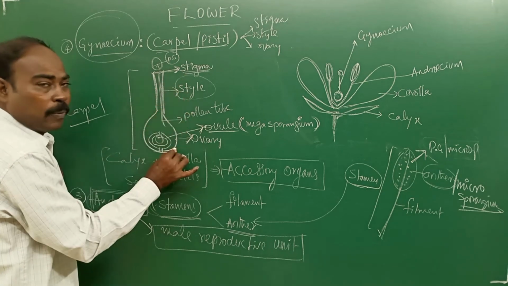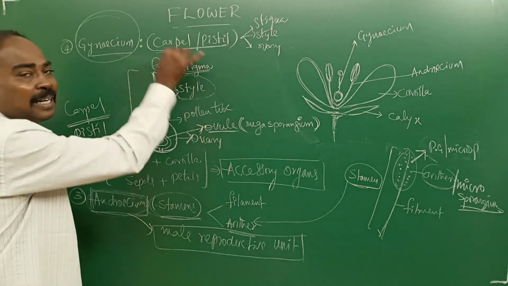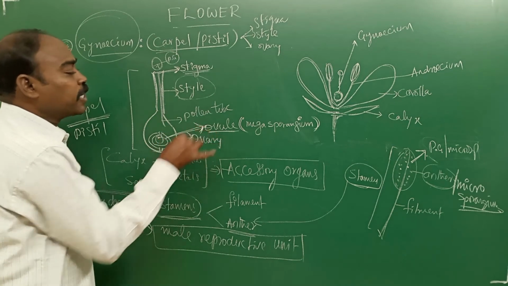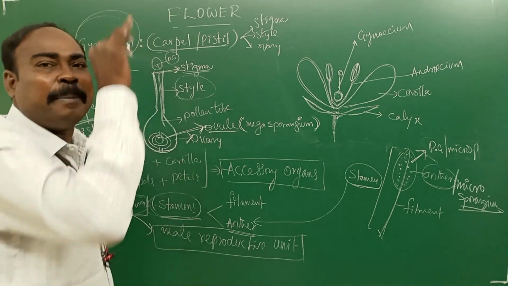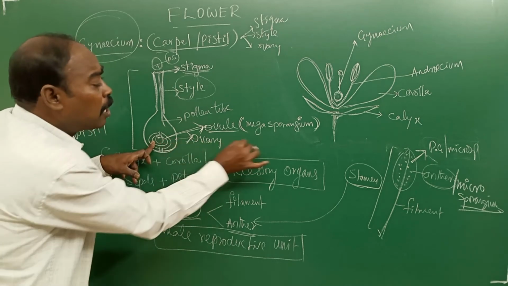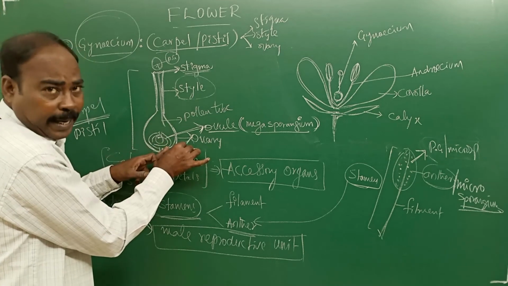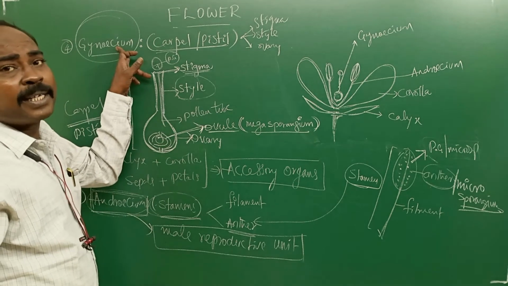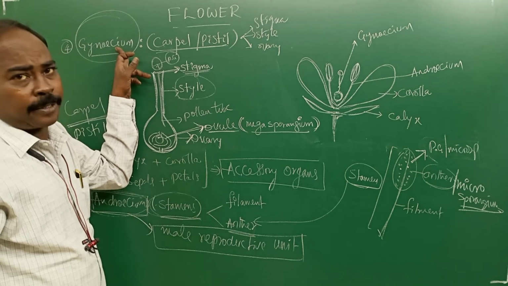Stigma, style, ovary, collectively called the carpel or pistil, is the female reproductive unit which produces female gametes. Female gametes are embedded within the female gametophyte. The female gametophyte develops within the ovule or megasporangium. The ovule is embedded in the ovary. So the gynoecium is the structure responsible for the female reproductive unit.